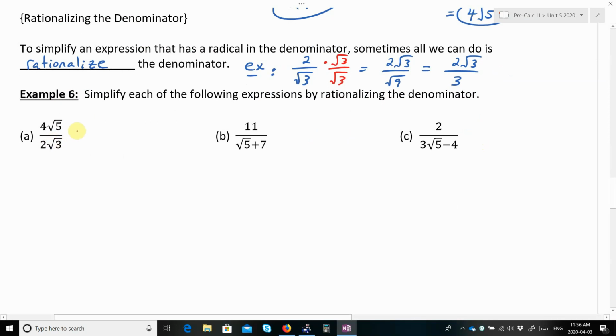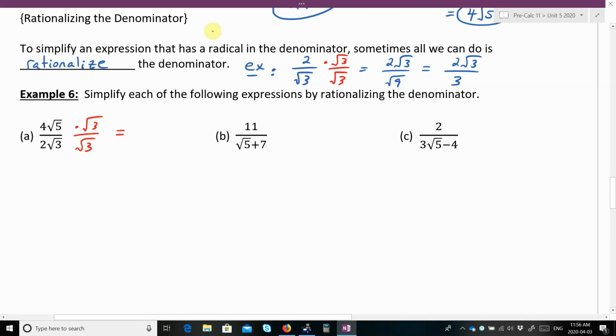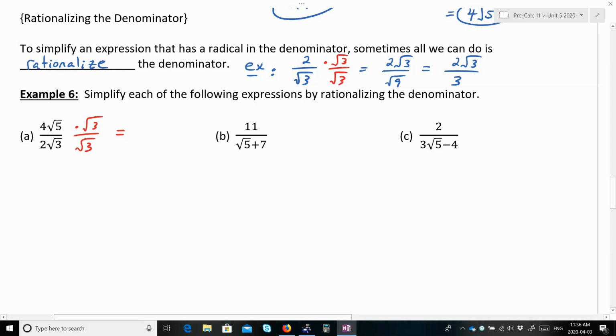If you have just a single root on the bottom of your fraction, you just multiply top and bottom by that root. And so notice on top we're going to get 4 root 15, because the square root of 5 times the square root of 3 is the square root of 15. And on the bottom you get 2 times root 3 times root 3, which is just 3. And to see that, you would see that it starts off as being root 9. The square root of 9 is just 3, so we end up with 2 times 3 on the bottom.